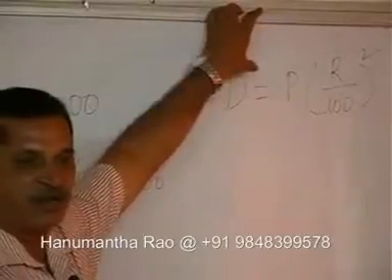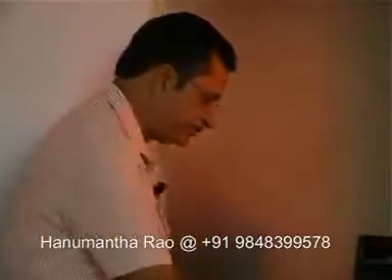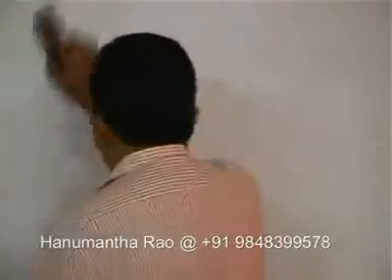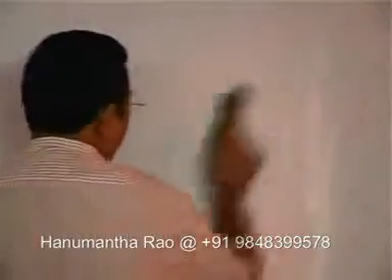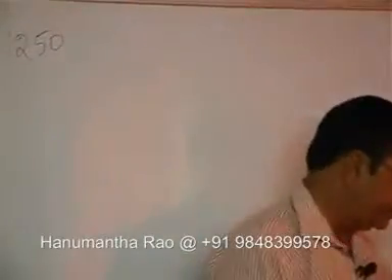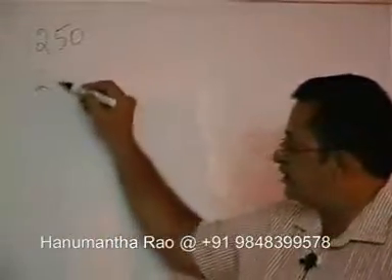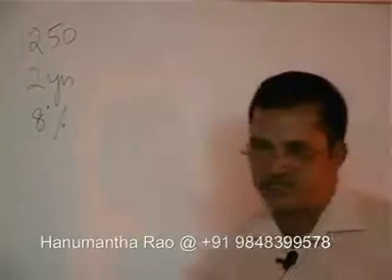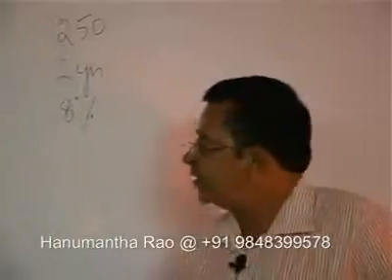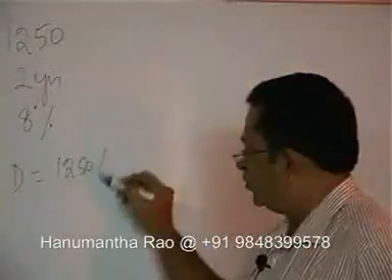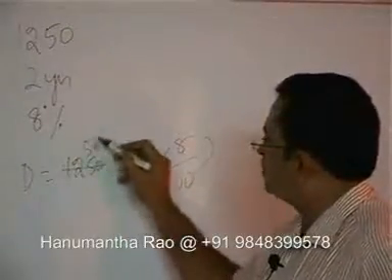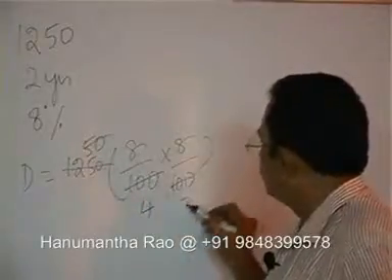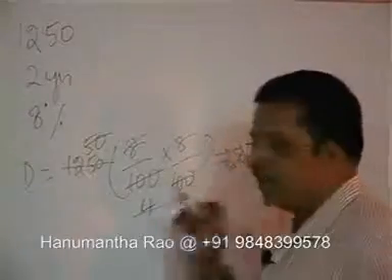The difference between simple interest and compound interest for 2 years, rupees 1250, at the rate of 8% is the difference between the simple interest and compound interest on rupees, P into R by 100 whole square. 25 50s, 25 4s, 52s, 8 gets cancelled. What is the difference? 8 rupees.